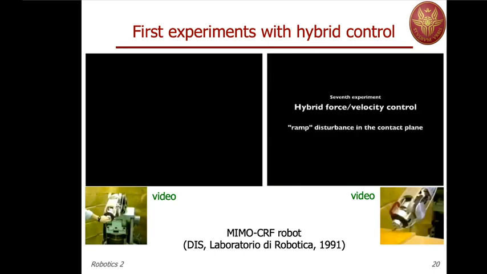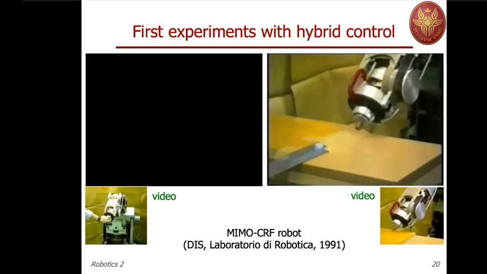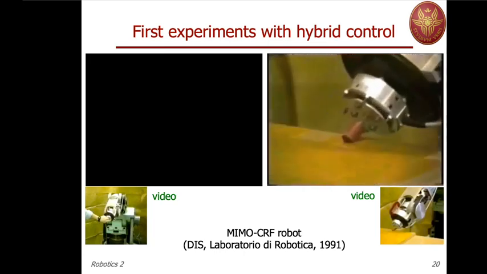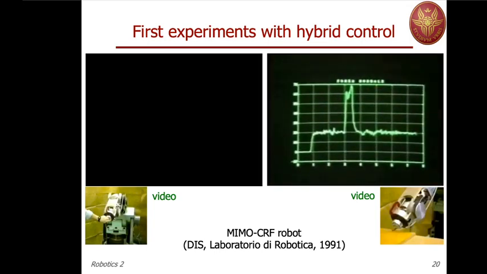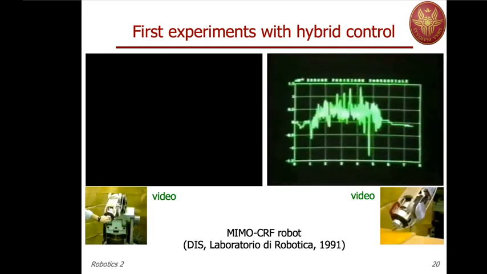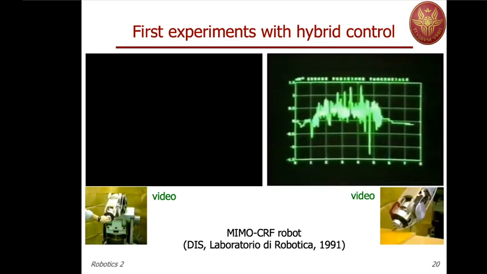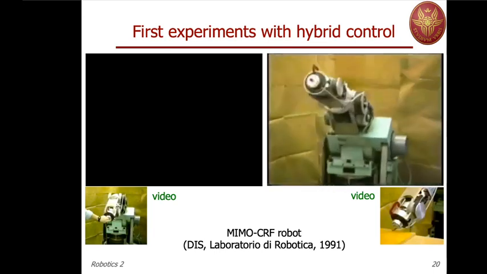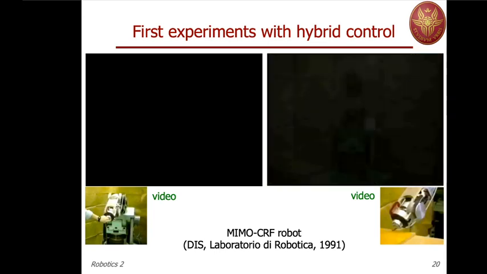And this is a ramp disturbance. Now we are ramping up, so the orientation of the surface is changing, but contact is still guaranteed, although in that phase, because we are not recognizing any change of orientation, you see that the force has a peak and then returns to the desired value. All the other quantities are exactly the same. And this is the final hello by the robot.